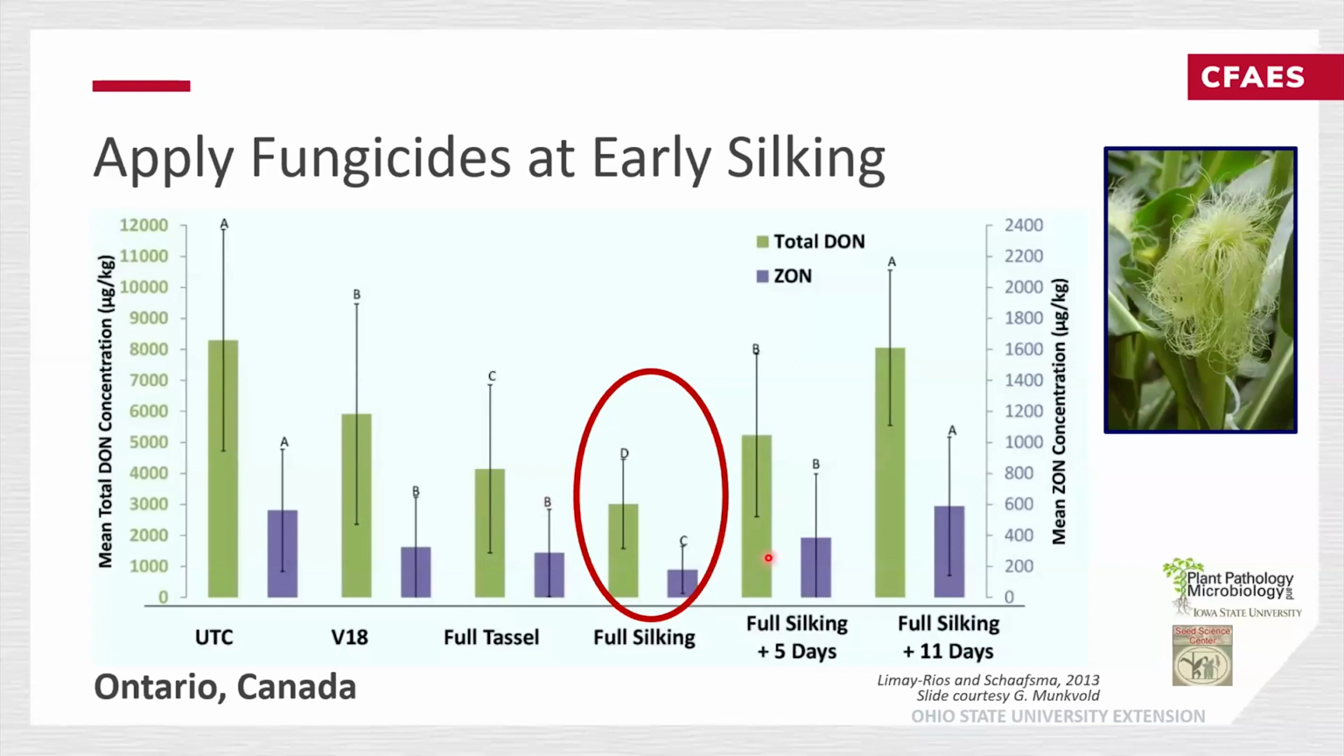Versus if we are at full silking plus 5 days, here we can see that DON vomitoxin accumulation take off. And then once we're 11 days past that silking point, now we're not seeing any benefit from that fungicide application. So you notice we see an A here and an A here for untreated control. When we're that far past silking, statistically, it's the same as if we had sprayed no fungicide at all.